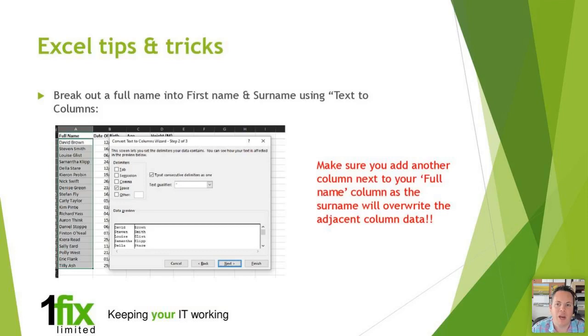What you would do then is press the next button, and it will expand that data out into the second column. But you need to make sure you have a spare column there. So make sure that you've got a column next to that full name column, because when you press next, it will overwrite the data. And I'll show you this one in a live demo in a minute, so I'll show you how you find this one and where you do it.